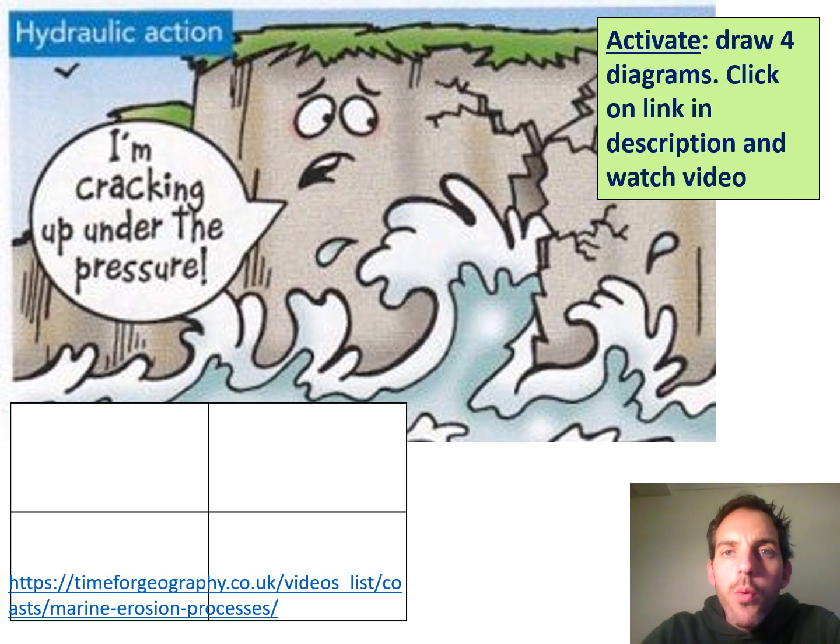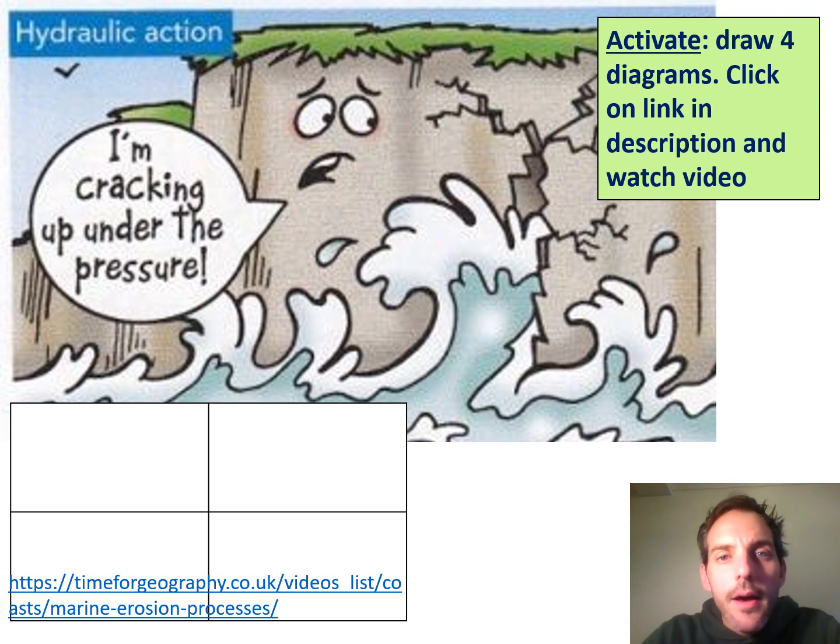So before we look at wave cut platforms which are formed by erosion on a coastline, I'd like us to understand the 4 different types. First thing you need to do is click on the link in the description and that will take you to a really crystal clear video that shows you the 4 different types of erosion.